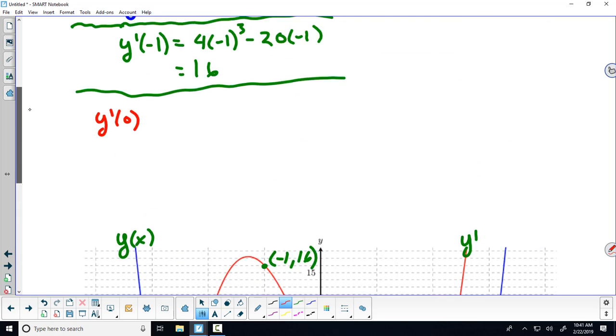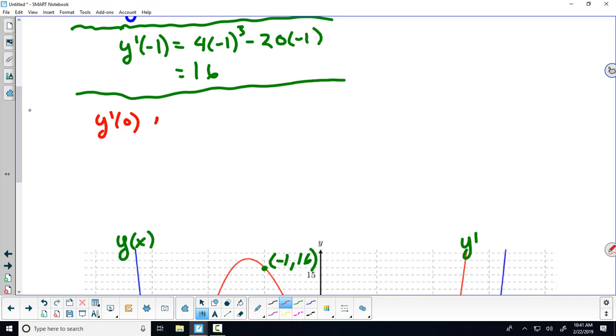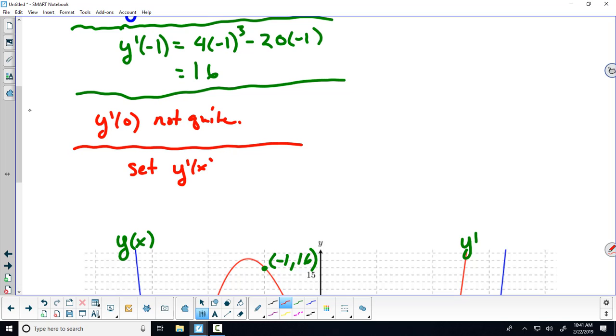So what am I going to do? Drop 4x. What's that? Well, you're on track. Set y prime equal to 0. Let's set the derivative equal to 0. We're going to set the derivative so that the output is 0.